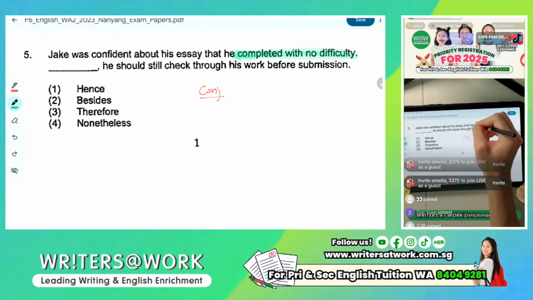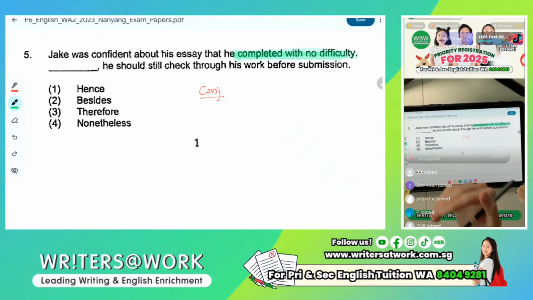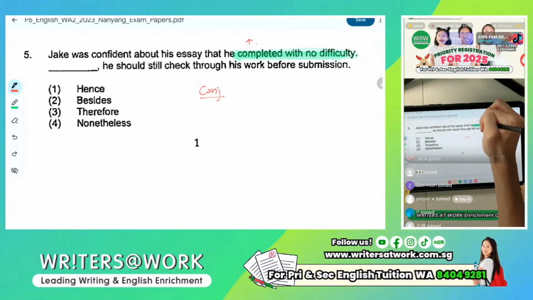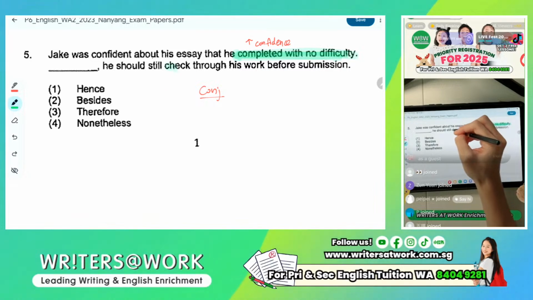That means the essay must be quite easy to write, or maybe he had written the essay before, so he's confident. When you complete something with no difficulty, it's assumed that you don't need to check because you are very confident already. So we show a lot of confidence. But we see that the author advised him to still check through his work.